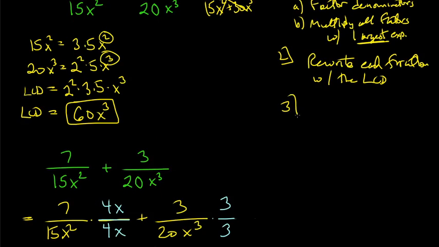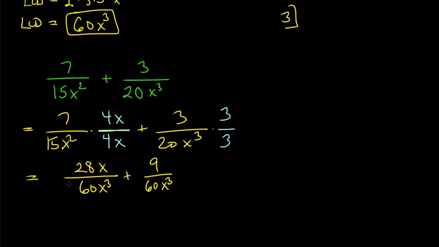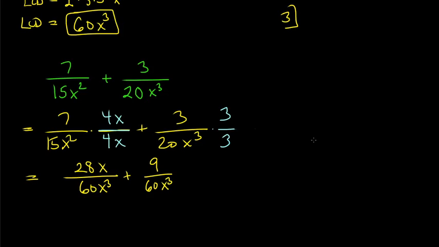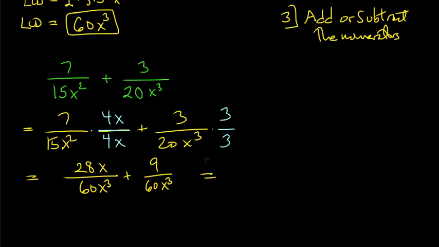Step 3 should be obvious, right? Now that we have the same denominator, we do the same thing as we did in the previous problem. If the denominators are the same, we're just going to add the numerators. So add, or if this is a minus sign here, you would subtract. So in other problems, we might have to subtract. But add or subtract the numerators. Okay, so this is my step 3 here. We keep the denominator 60x cubed, and we just add the numerators 28x plus 9.